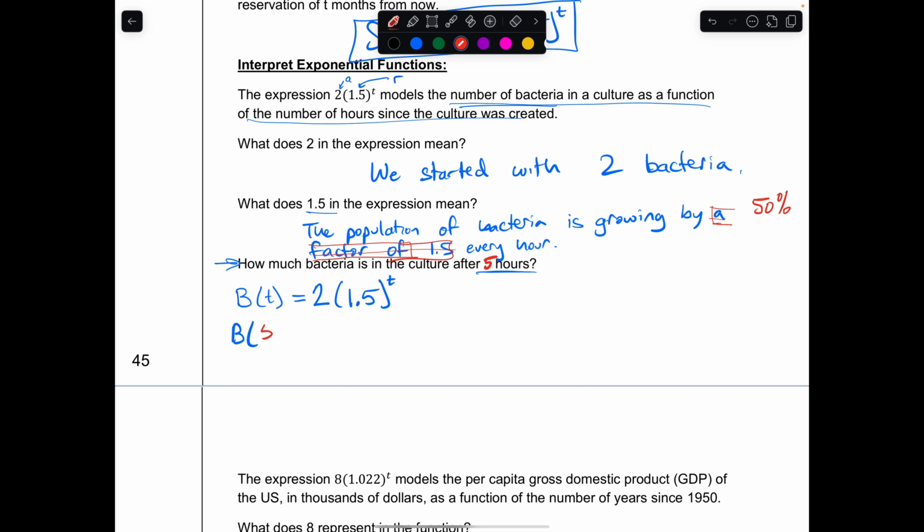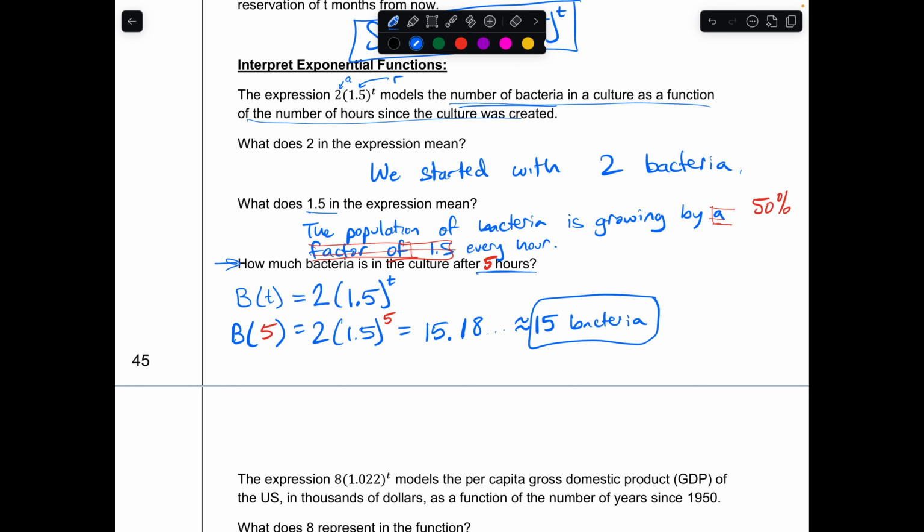So let's plug in 5 for T and see what we get. We'll have 2 times 1.5 to the 5th power. And if we plug that in to our calculator, we should get 15.18, blah, blah, blah. Again, just like we did in the last video, we're going to choose to truncate rather than round. We'll get the same answer either way here because 15.1 rounds down, but we're just going to say this is 15 bacteria. So there's 15 bacteria in the culture after 5 hours.